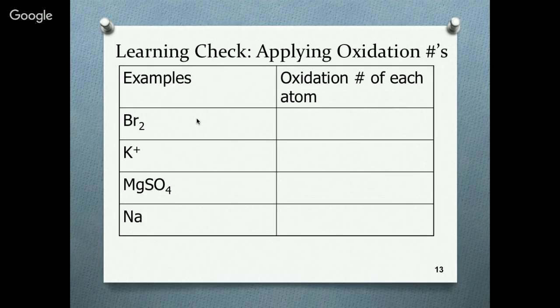So what I want to do is just take a break for a second, and give you a chance to try a couple of examples. There's 4 examples here. Just fill in what you think the oxidation state will be for each of these elements.